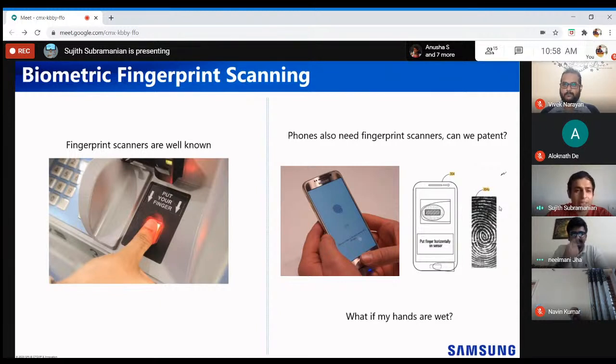Which means what? Your hands become wet. Your fingers tend to shrivel a little. What happens then? Can I still give the same experience to the user? Can I give the same fast unlock? Can I give the same accuracy? Or will my phone stop identifying me completely because my hands are wet?